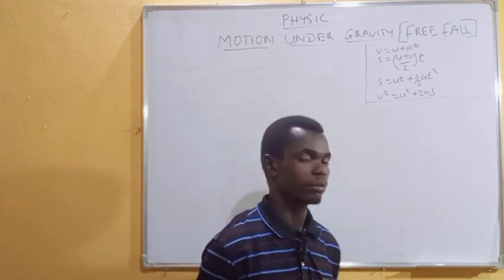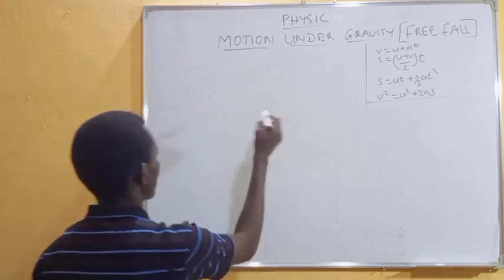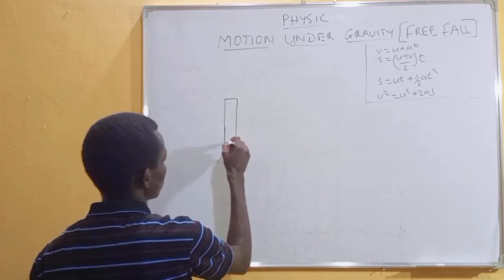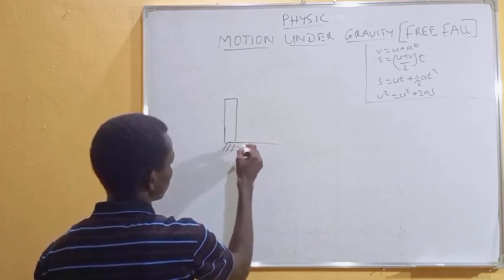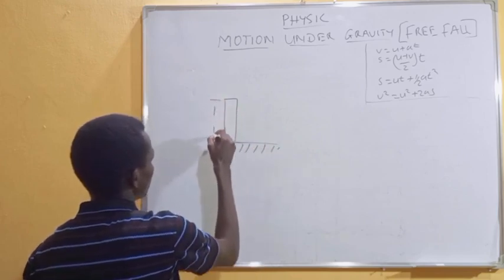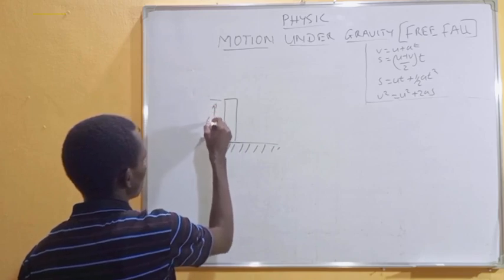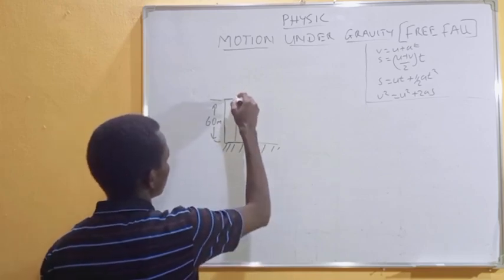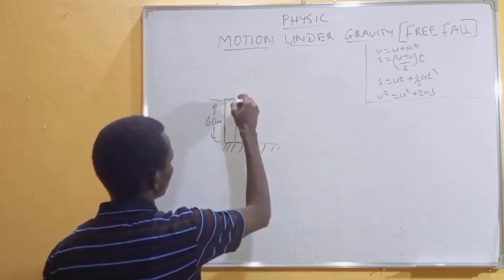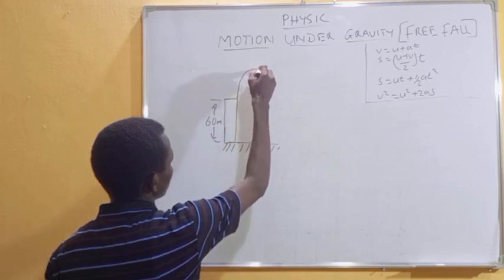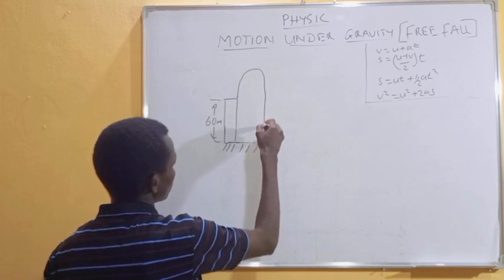Let's draw the diagram for the question. Assuming this is the height of the tower from the ground level, which is 60 meters, and a ball is projected vertically upward with an initial velocity of 30 meters per second to a certain height and then returns to the ground level.